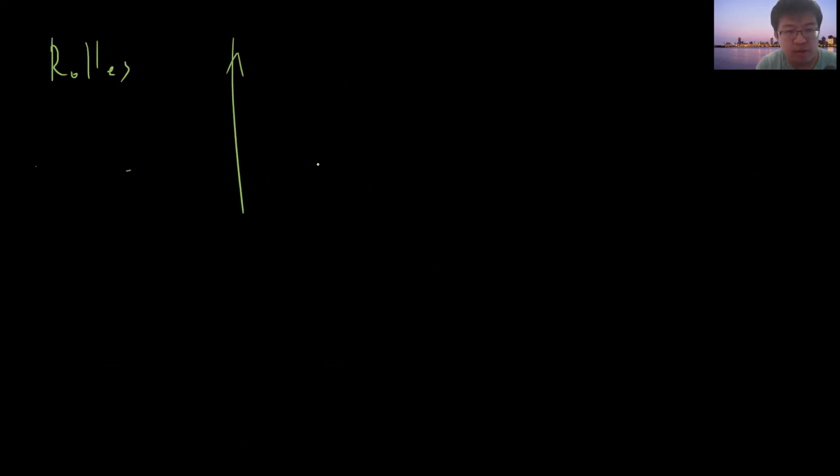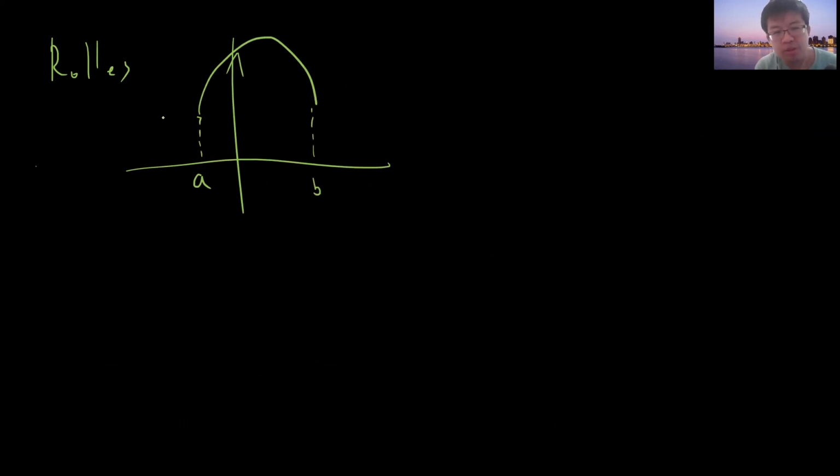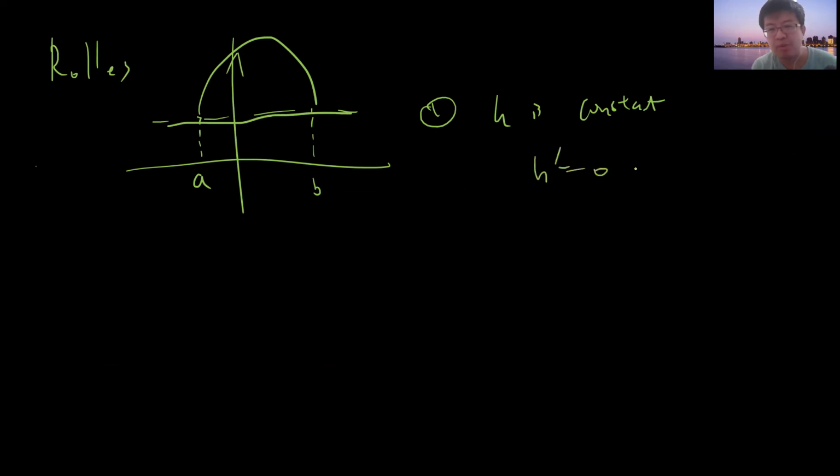So now you have h, which is continuous on [a, b] and differentiable on (a, b). The first case is that h is a constant. If h is constant, then it's fine, you don't need to prove anything because h prime is 0 for any point x belonging to (a, b). Now suppose h is not constant.